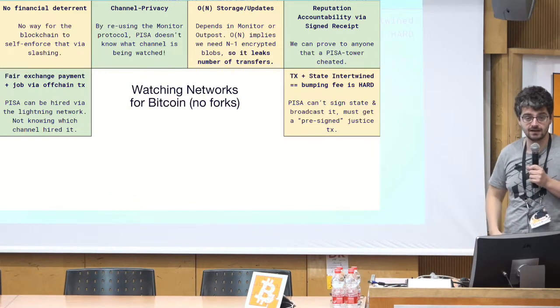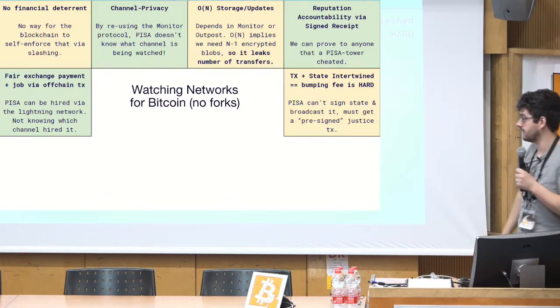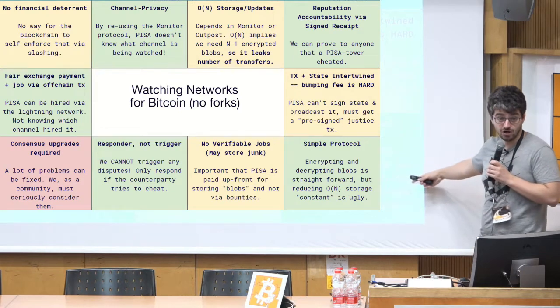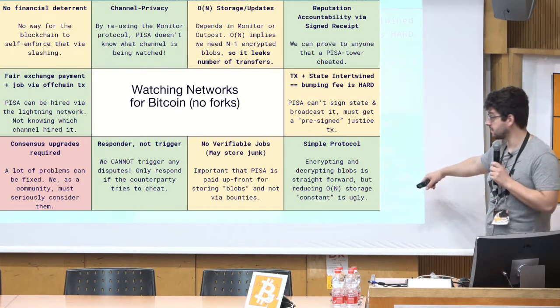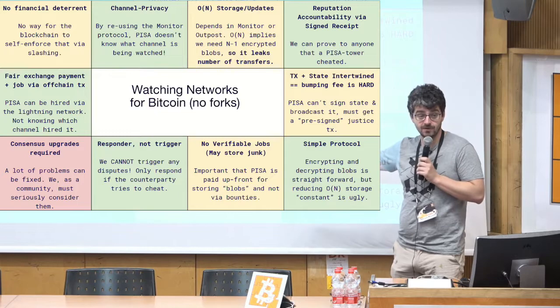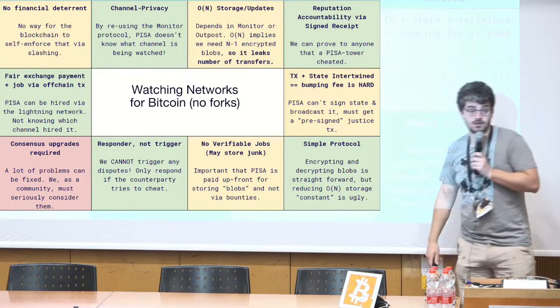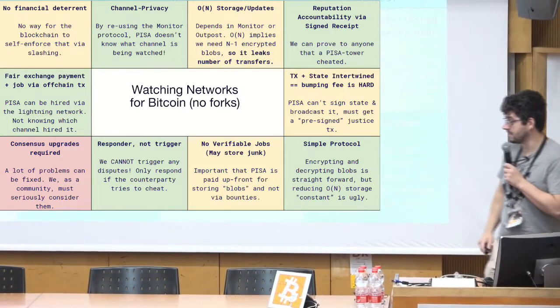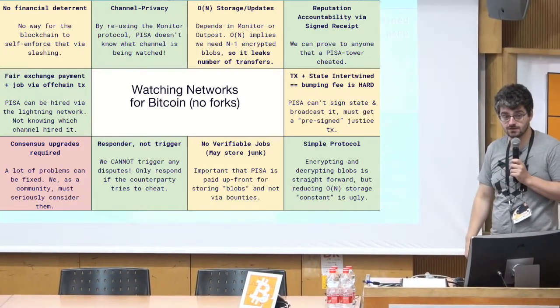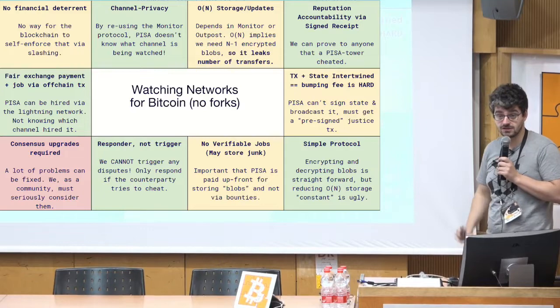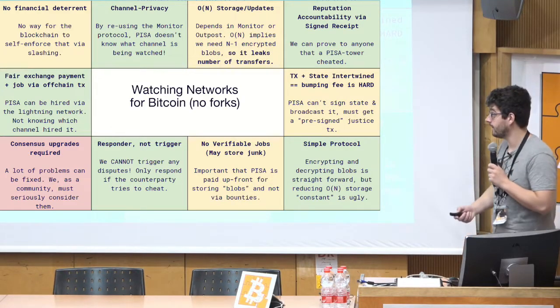So you can pay us on Lightning, and we can give you some signed receipt at some point. It's a simple protocol, very simple for us to implement. No verifiable job, we can still store junk. Again, we're a responder, and we trigger. And my last little clause is that all of this can be improved with consensus upgrades. So consensus upgrades should seriously be considered for layer 2.